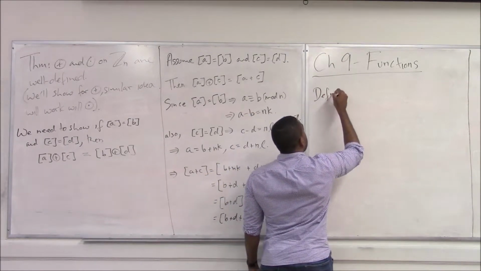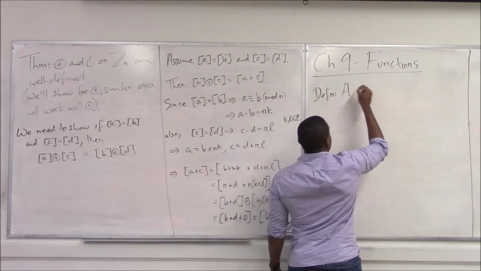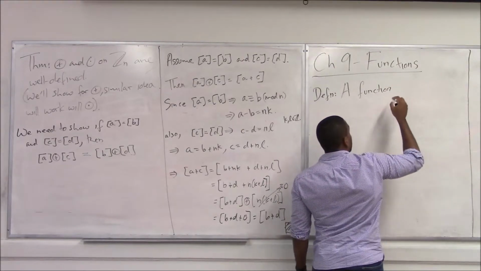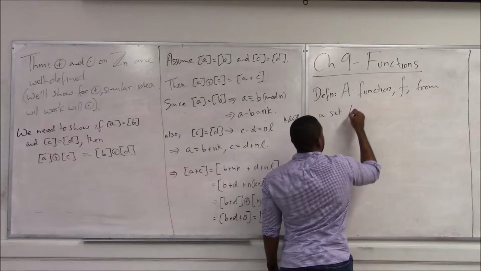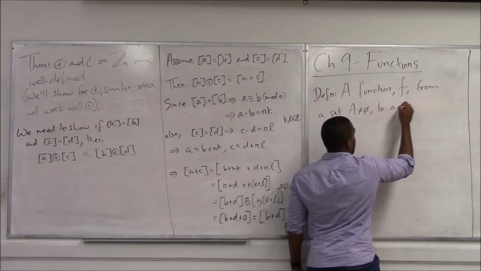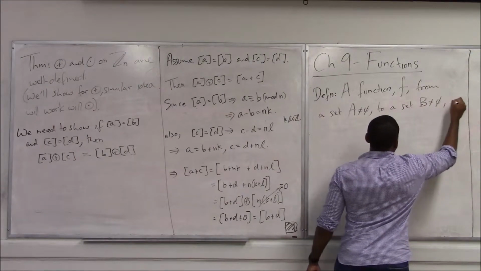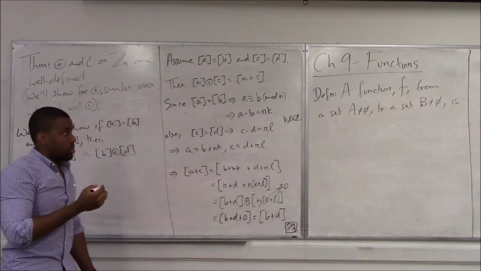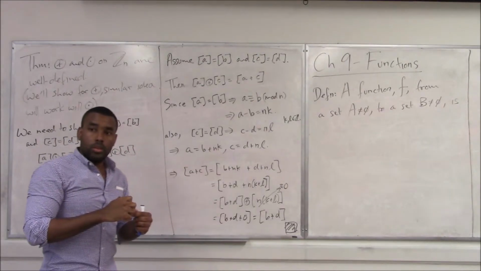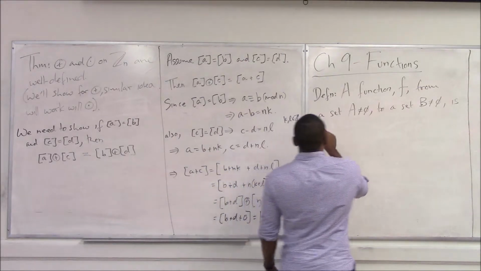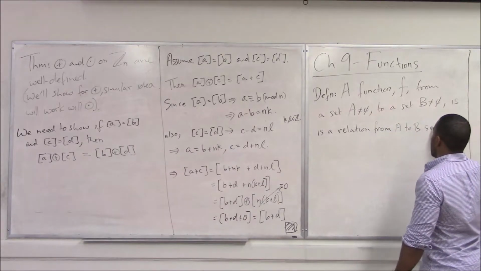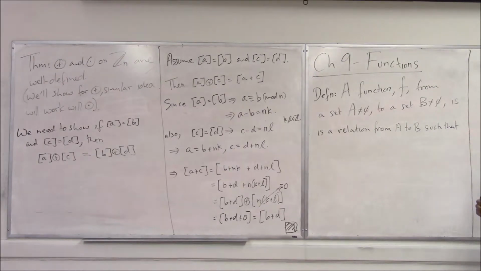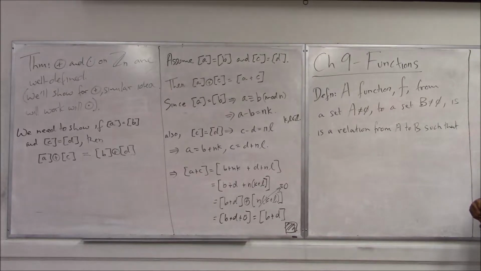So here's the definition. A function f from a set A, first thing is not empty, to a set B is, how do you think this function will look? Pretty similar to our equivalence relations, just with a limitation. A relation from A to B such that for any B in B, essentially there's only one element containing one given B.